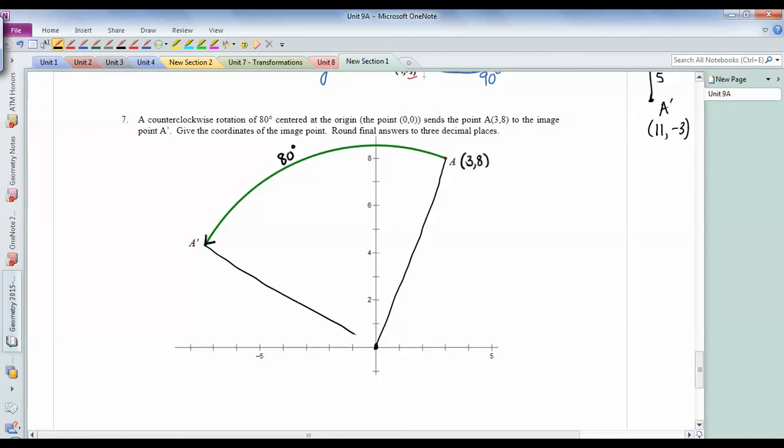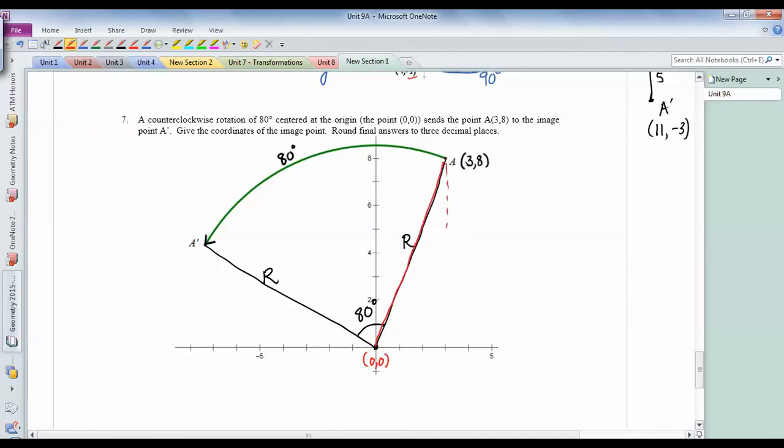So we know that the radii are the same. So I'll call this capital R for radius. And the central angle here is going to be 80 degrees. So let's see, what can we figure out? We know that this is (0, 0). And we can calculate how long the radius is, which will help us get this other R over here.